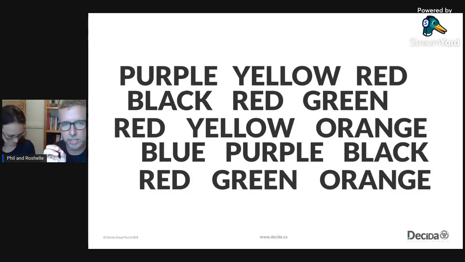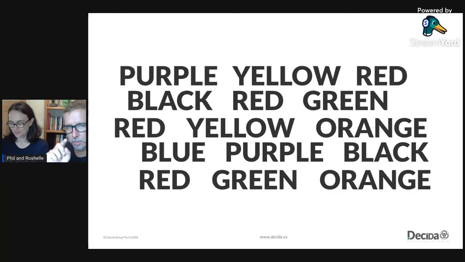So very simple exercise. What I want you to do is say this list from top to bottom as fast as you can. So purple, yellow, red, etc. Once I count down, and speed is of the essence here. All ready? So 3, 2, 1, go.